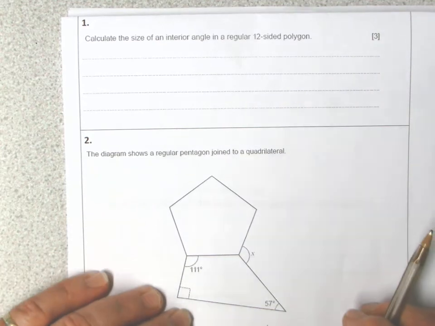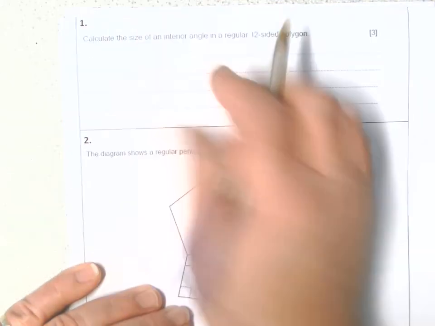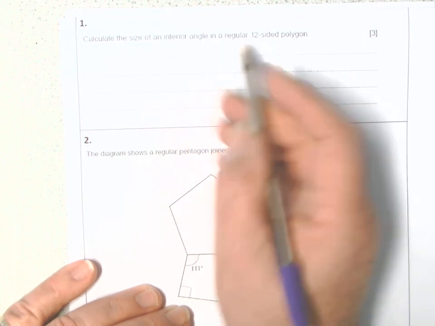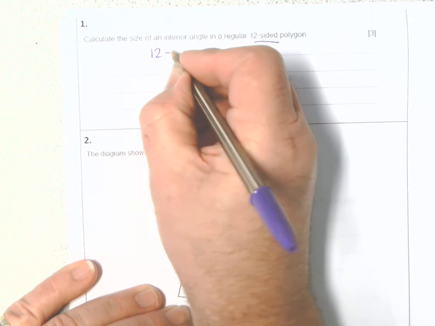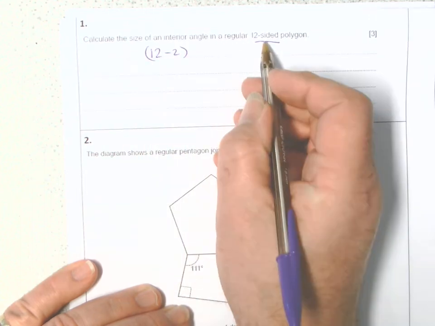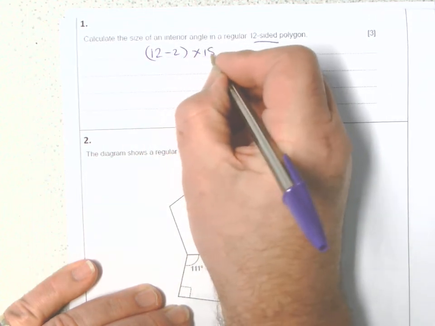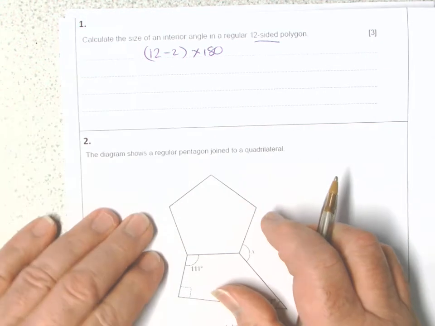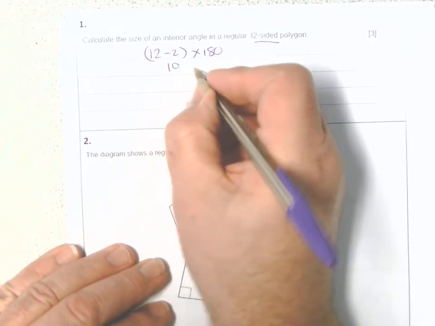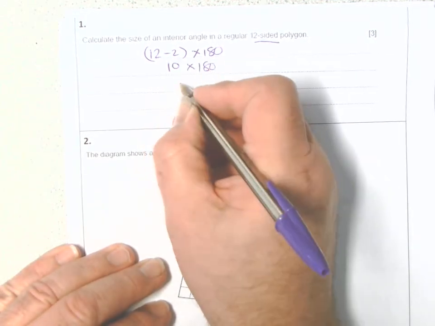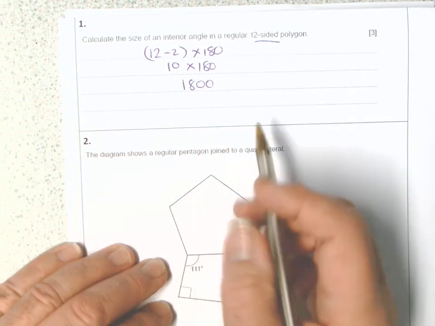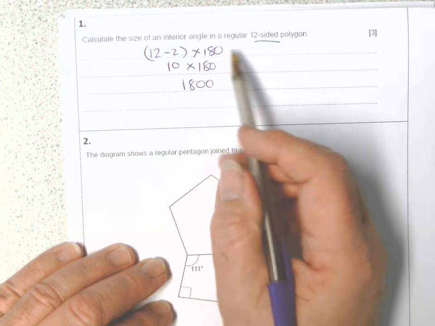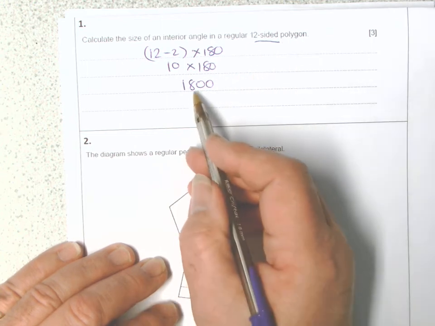Okay, interior angle. So we know with interior angle, the first thing we do is take 2 away from the number of sides. 12 take away 2, and then I multiply that by 180. So I got 10 times 180, which is 1,800. So the interior angles of the 12-sided polygon total 1,800.